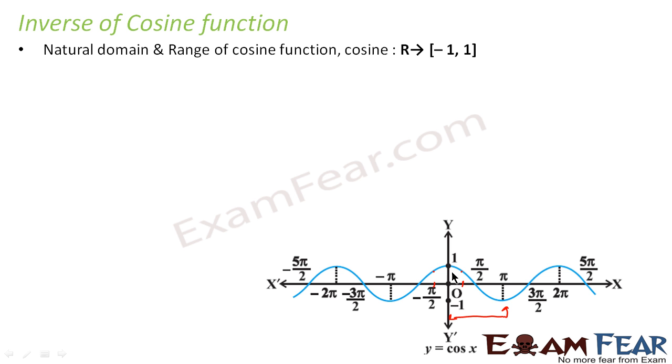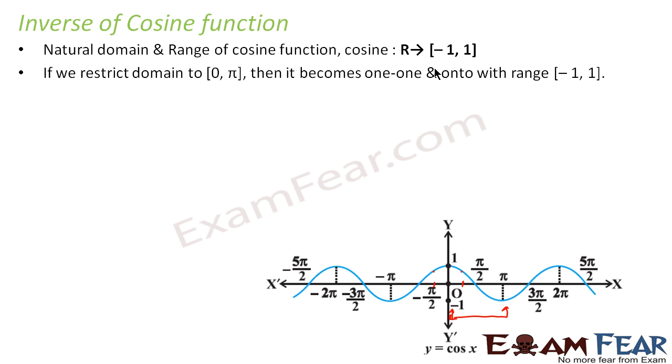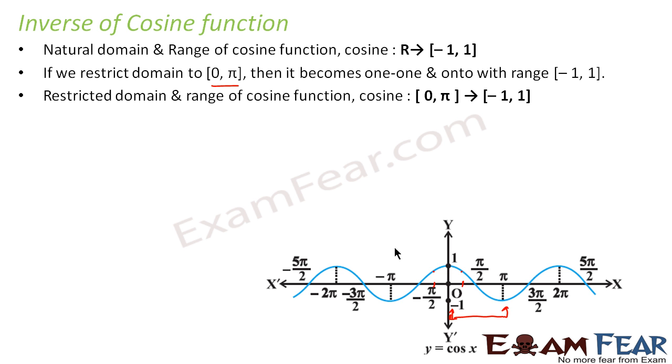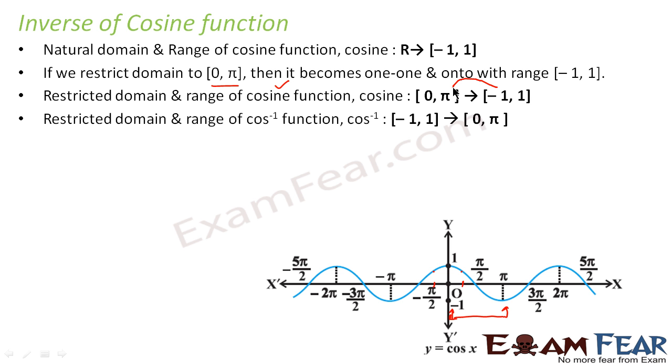All the values are unique. Thus, if you take 0 to pi as the domain, this function becomes 1 to 1, where the range obviously will be minus 1 to 1. If you take the domain as 0 to pi and range as minus 1 to 1, this function becomes invertible. So the restricted domain and range for the cosine function is 0 to pi to minus 1 to 1. If you talk about the cos inverse function, it will just flip this. So for the cos inverse function, it will be minus 1 to 1 to 0 to pi. So this becomes the restricted domain and range for the cos inverse function.